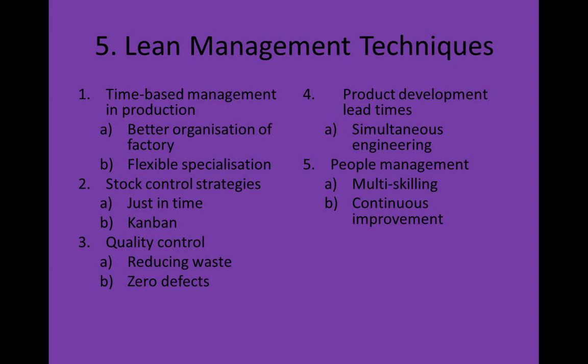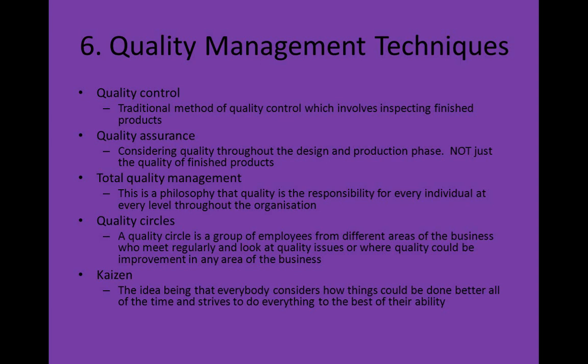And finally, our fifth lean management technique is people management, and that's about looking at multi-skilling, so you've got flexibility in your workforce, and this philosophy of continuous improvement, so everybody strives to do things as well as they can and looks for ways in which that process can be improved.